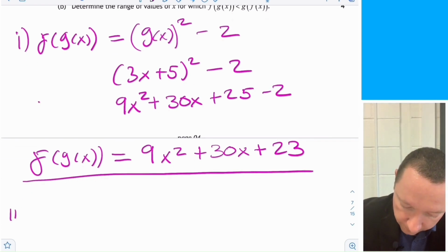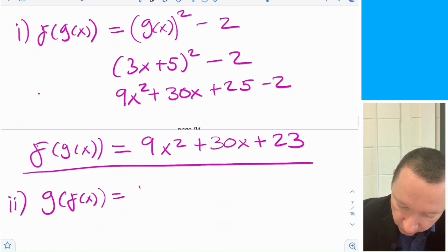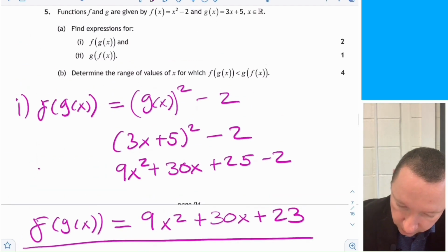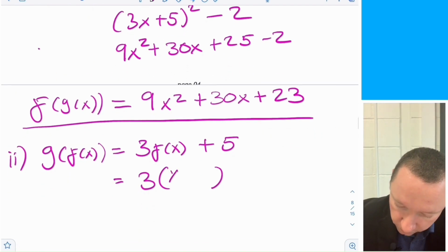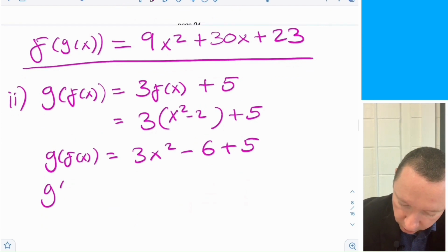Part 2, g of f of x. Well, g, I remember, is 3x plus 5, so it's 3 f of x plus 5, that's 3 times x squared minus 2 plus 5, so g of f of x is 3x squared minus 6 plus 5, g of f of x equals 3x squared minus 1.